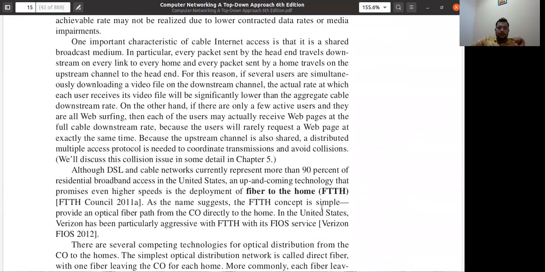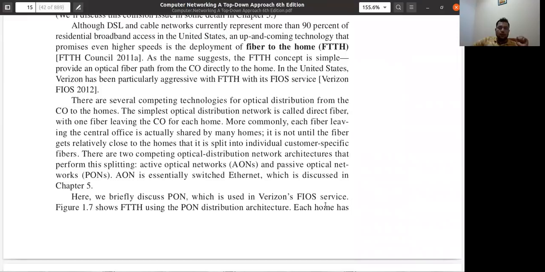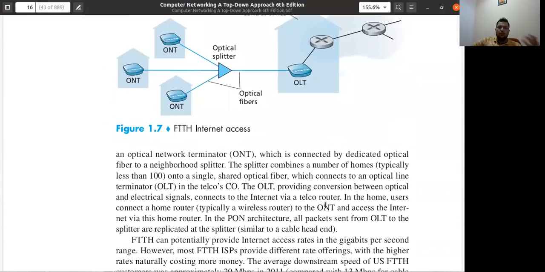So that is regarding cable. And then fiber to home, there's no point in going into it, because that's part of data communication.